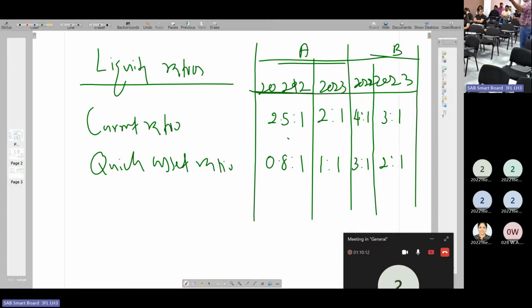So current ratio 4 to 1, 3 to 1. Is that good? That is not good at all, because they are keeping assets unnecessarily for the short term. If they have more current assets, what they can do is invest in long-term investments.